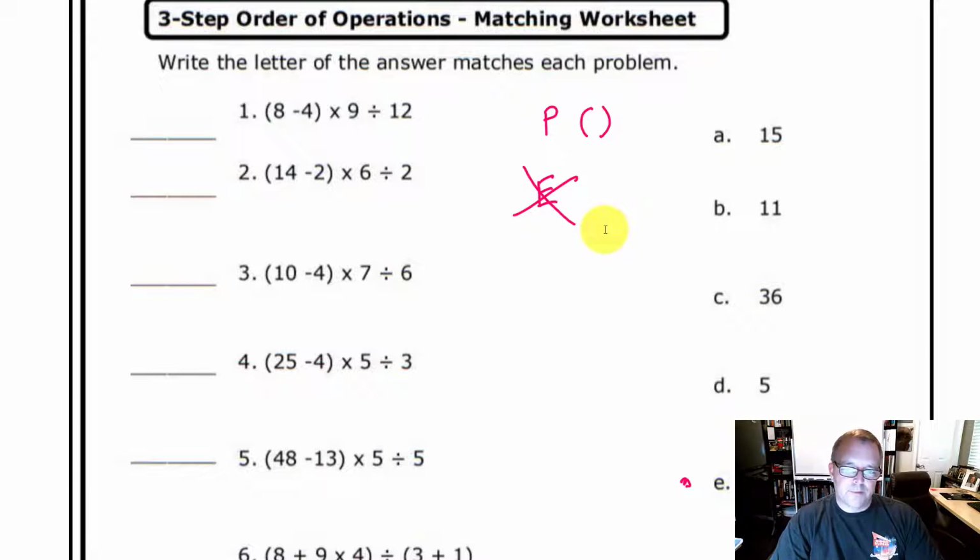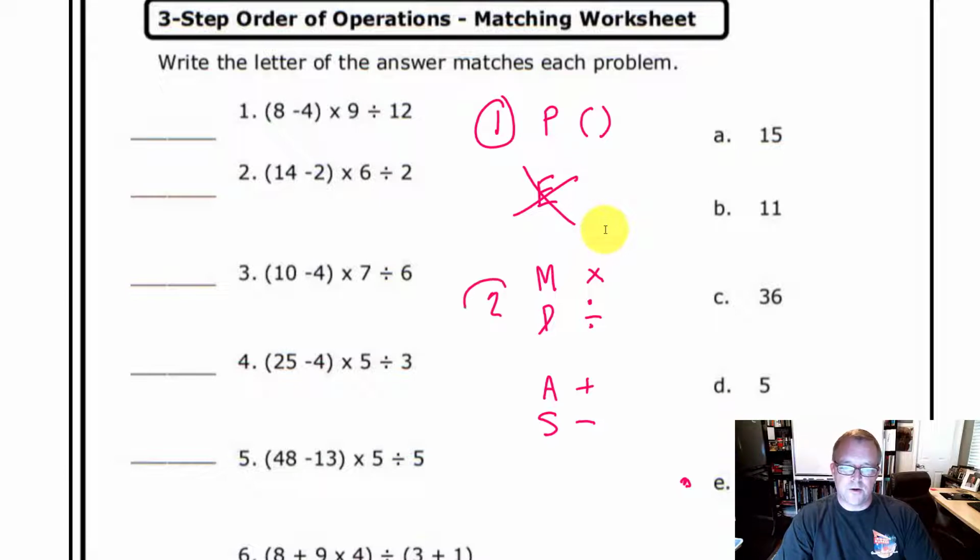Okay, and then what comes after that? Multiplication and division in the order that you find them in the problem. So we'll just do them as we come to them. We can either multiply or divide, depending on which one comes first, we'll do it first. And then the last 2, add and subtract. We'll add as we come to it, and we'll subtract as we come to it. So first step, parentheses. Second step, multiply or divide. Third step, add or subtract.